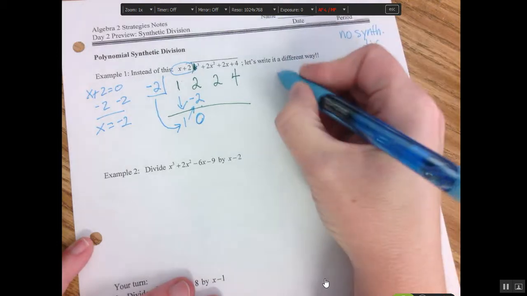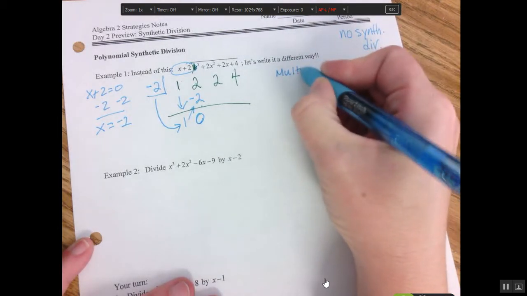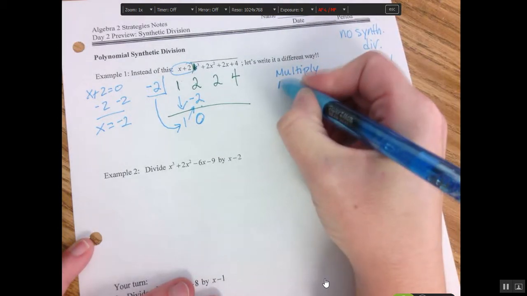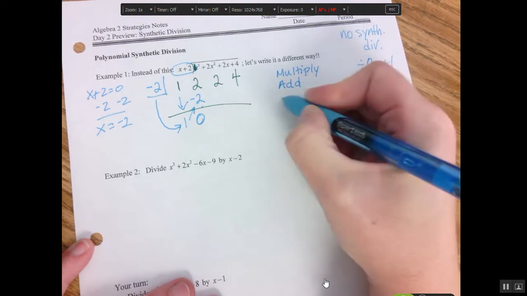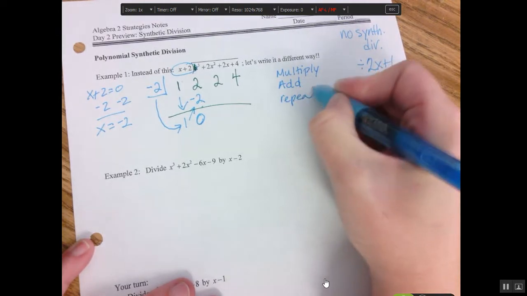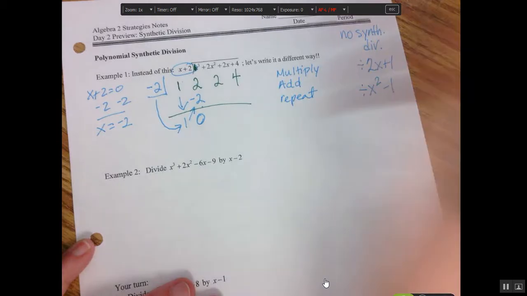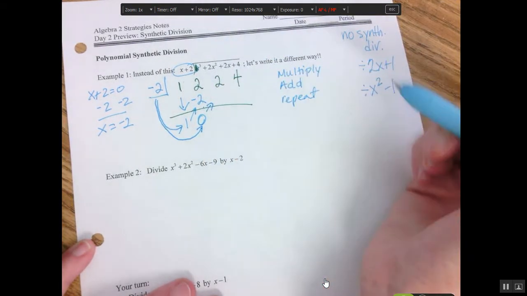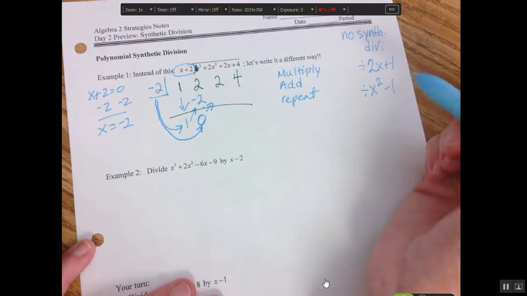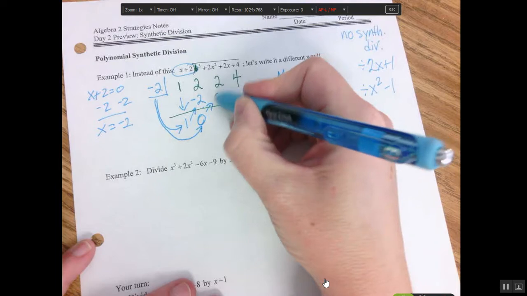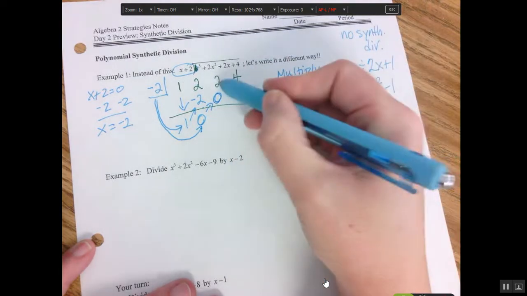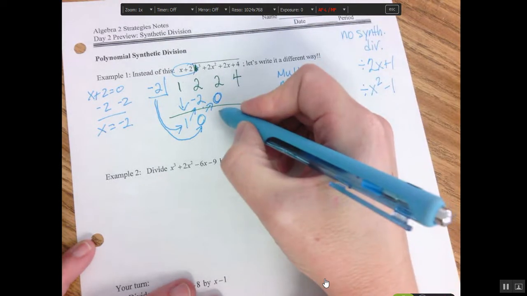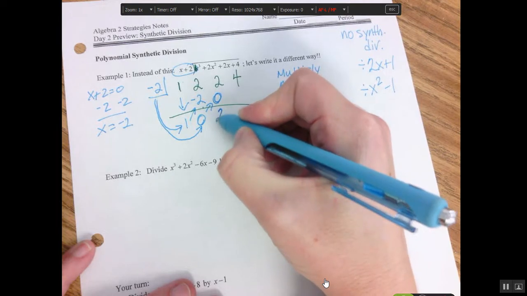Okay, so we did multiply, and then we did add. And then you repeat. Multiply, add, repeat. So now I'm going to multiply negative 2 times 0, and the answer goes here. So what's negative 2 times 0? 0, that goes here. And then 2 plus 0? 2. Good job.